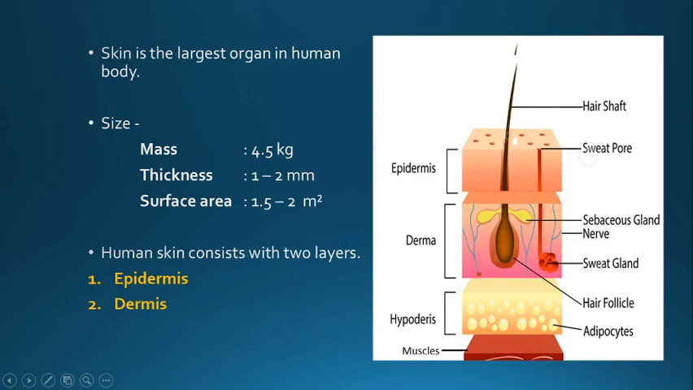Skin is the largest organ in the human body. When we consider the size of the skin, usually the mass of the skin of a well-grown man is about 4.5 kilograms. The thickness is around 1 millimeter to 2 millimeters, and the surface area is about 1.5 square meters to 2 square meters. It is an average value.